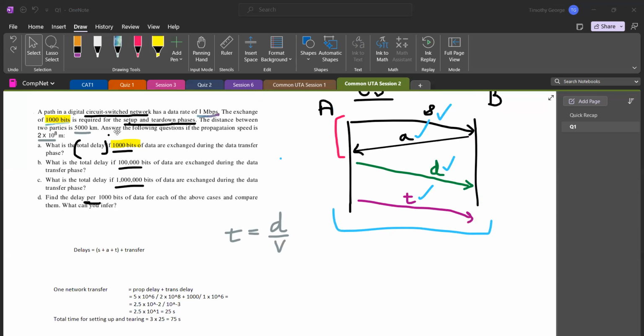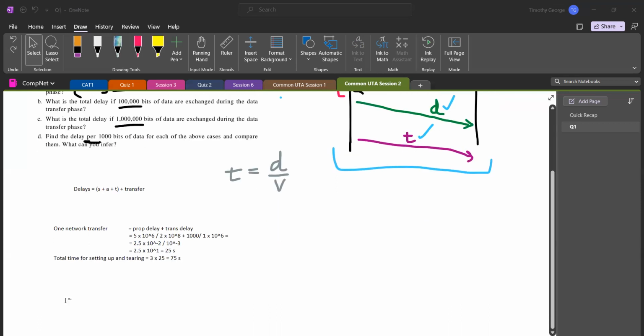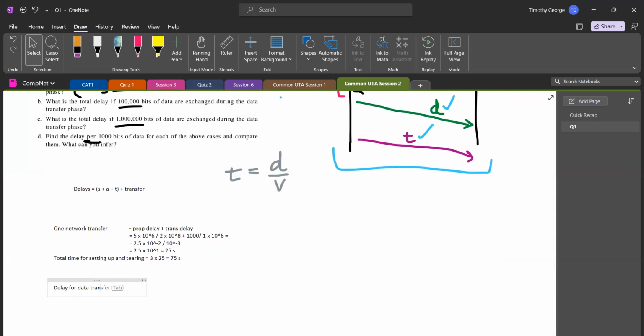Okay. So we have 1000 bits of data. Let's calculate for the first one, the delay for data transfer. What is it going to be? It is again going to have propagation delay plus transmission delay.